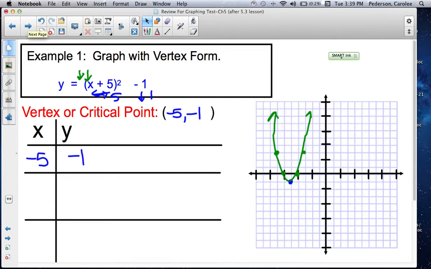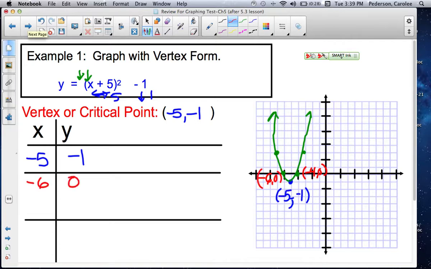So if you want to identify those points, here's your minimum, negative 5, negative 1. And then these two actually become your intercepts also. And that is negative 4, 0, and negative 6, 0. So those are also your x-intercepts. Then the next set of points would be negative 3, 3, and negative 7, 3.